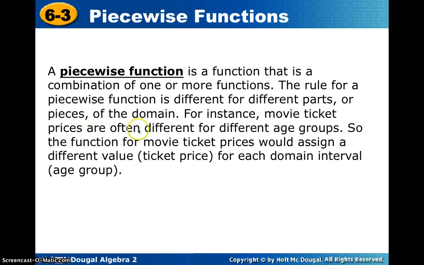For instance, movie ticket prices are often different for different age groups. So the function for movie ticket prices would assign a different value, ticket price, for each domain interval, age group.